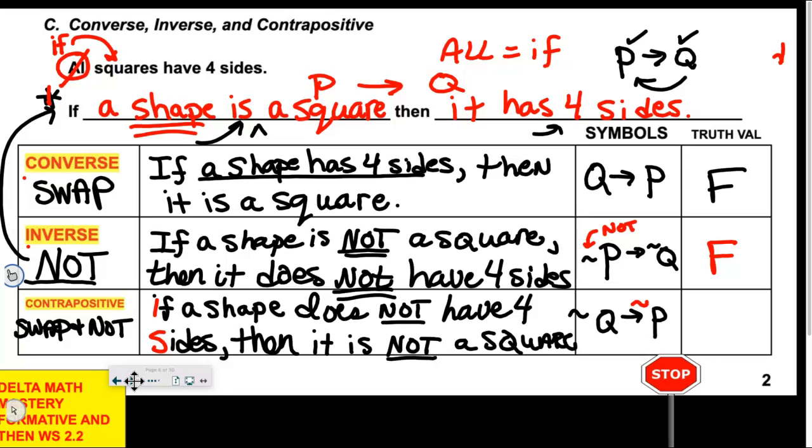Let's determine this truth value. If I know a shape doesn't have four sides, I don't know how many it has, but I know it does not have four, then am I 100% sure it's not a square? Definitely. There's no way I can have a square that doesn't have four sides. So that's the end of your notes.